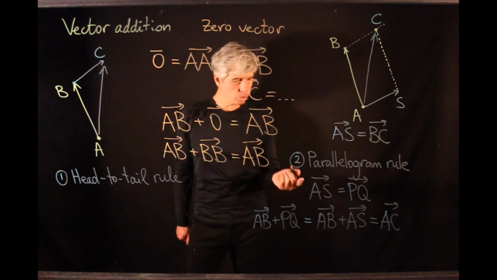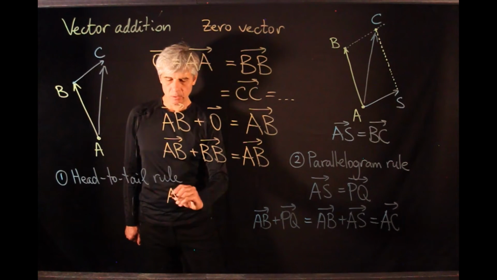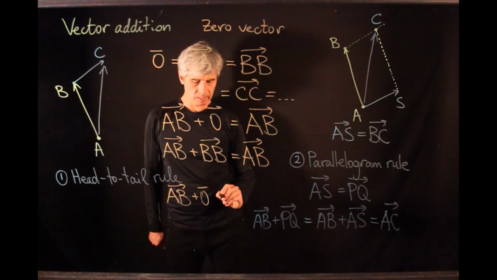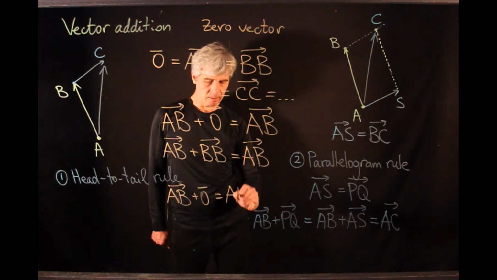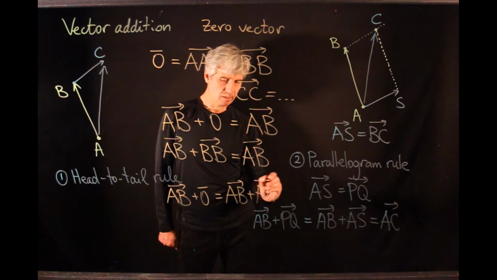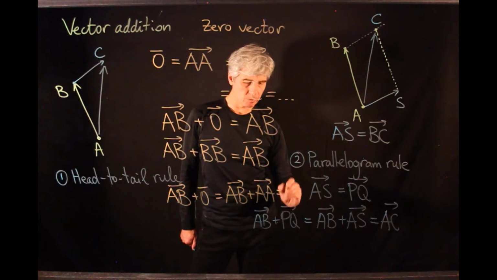Or we can also use the parallelogram rule. In this case, AB plus 0 is the same as AB plus AA. And this will become a degenerate parallelogram, so the result will still be AB.